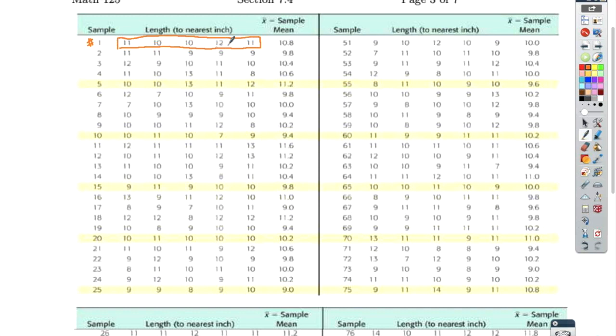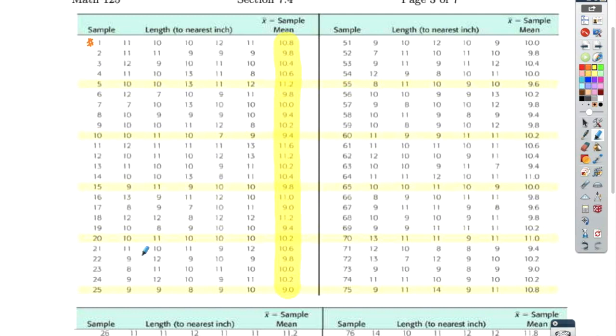Now, of those 5, we've already been given the sample mean. So if you add all 5 of these up and then divide by 5, it equals 10.8, apparently. And this is done for 100 different kids, where now child number 2 caught 11, 11, 9, 9, 9, and the average of those is 9.8. Okay, so we don't have to do that hard work. Instead, what we're going to do is look at the means. Instead of looking at all the different individual fish, we're going to focus our attention here on the means.